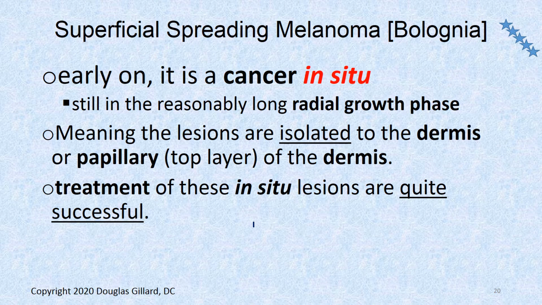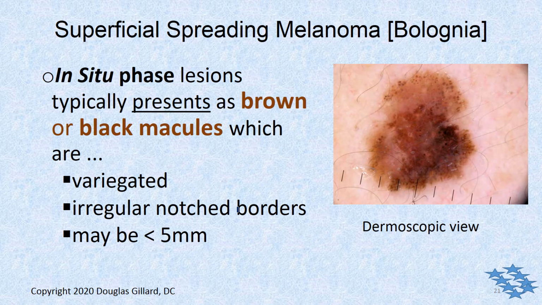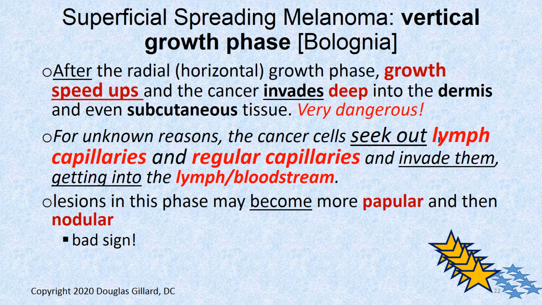And so the treatment of these is very successful if they haven't gotten deep into the dermis or subcutaneous tissue. That's a good thing. What do these superficial spreading melanomas look like? This is a dermoscopic view, so you wouldn't be able to see this. This is a little magnifying glass that the dermatologist uses, but you can see the different shades of brown. It's variegated, has irregular borders which are kind of notched, and has areas where it's almost reabsorbed, almost back to normal here. That's classic with these things as well. That's a superficial spreading one.